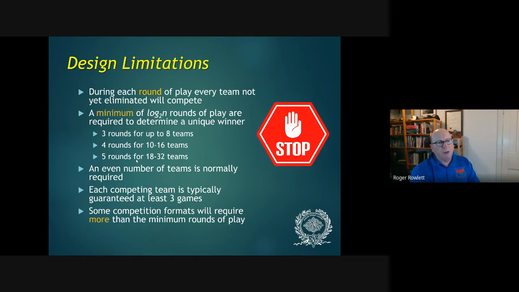Just a reminder, the number of rounds of play that you need to have in your event to determine the winner is a minimum. So I did put that in bold. Some competition formats will require more than the minimum number of rounds of play. I think in a bracketed Bonspiel, which we'll talk about, often you require 1 more than the minimum to get all of the events completed. So just keep that in mind. This just gives you the minimum.